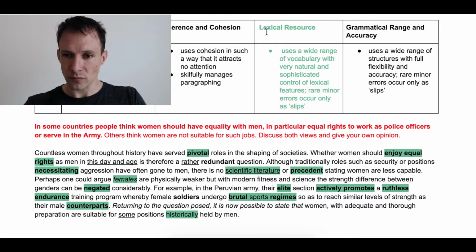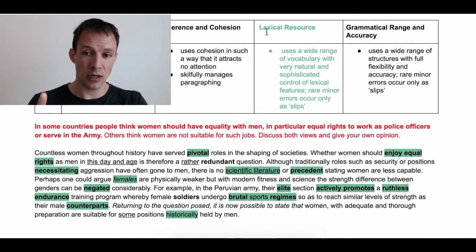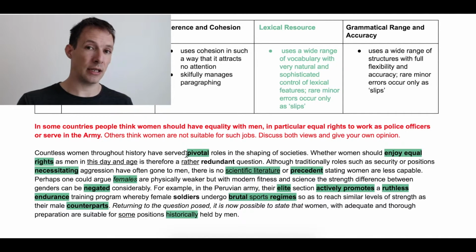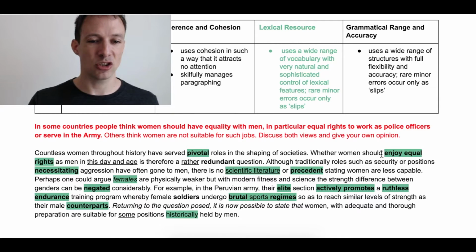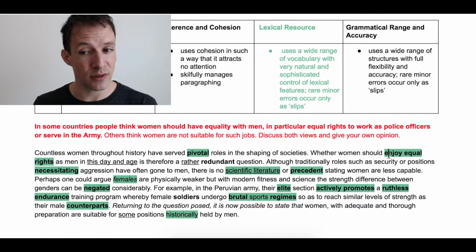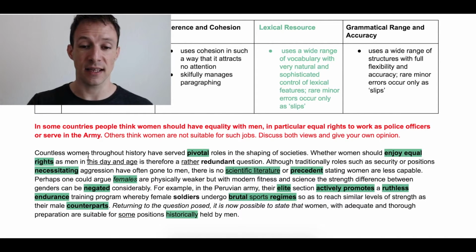Lexical Resource uses a wide range of vocabulary with very natural and sophisticated control of lexical features. Rare minor errors occur only as slips. Well, there's no slips here, there's no errors. And there is, I would say, definitely a sophisticated control. How many times did you hear "pivotal" last week? Not that many. "Enjoy equal rights." Here we do have equal rights, but instead of using "should have equal rights," I put "should enjoy equal rights." It's more sophisticated.